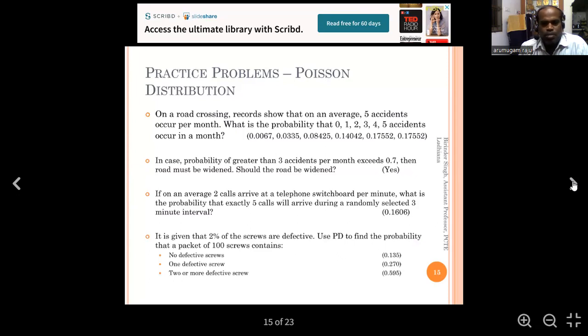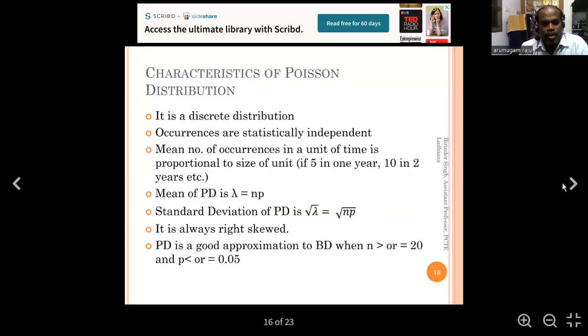In the Poisson distribution also we have some mean, variance, standard deviation and so on. Therefore, the mean of a Poisson distribution is lambda. It is equal to NP. In the same way, the standard deviation of a Poisson distribution is square root of lambda. So the speciality of a Poisson distribution is both the mean and the variance are equal. So this is a speciality of the Poisson distribution, right?